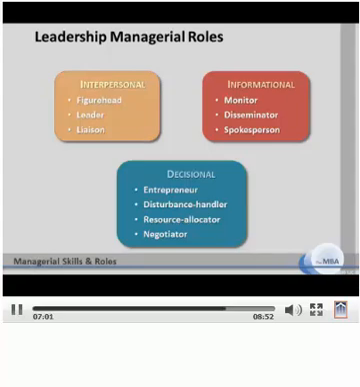The disturbance handler is playing the role of taking corrective action during a crisis or a conflict, or dealing with something that's unexpected in many ways. As a disturbance handler, we are often in a priority situation. So as a leader, this is something that we put at the top of our list when it needs to be done.